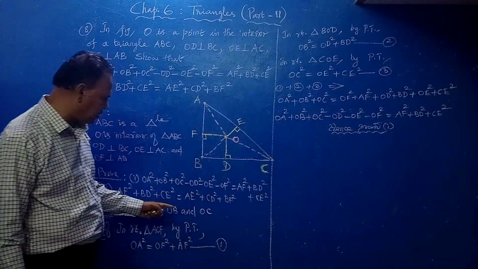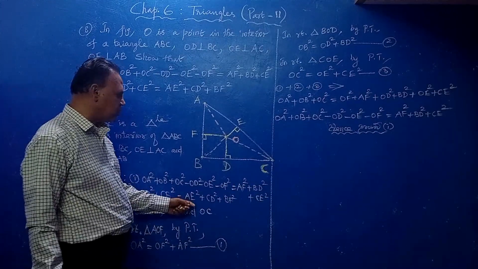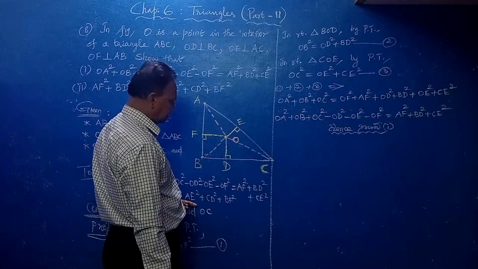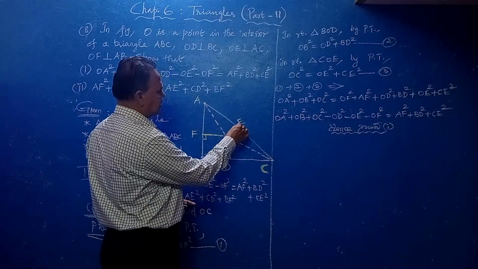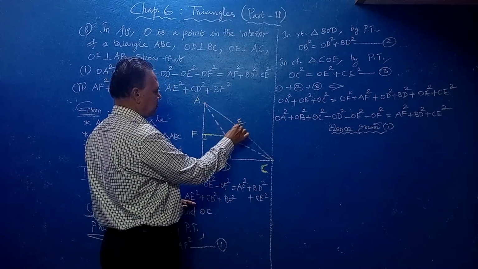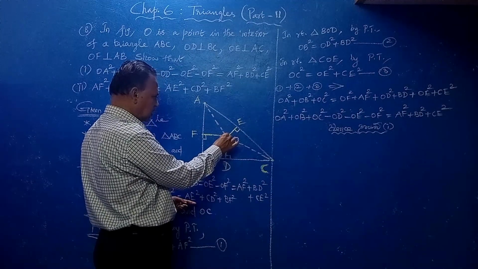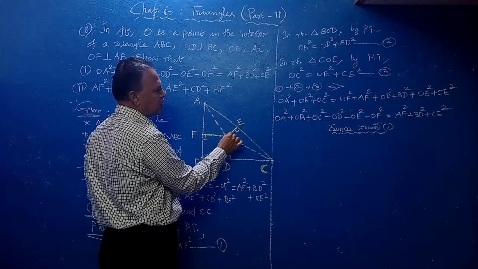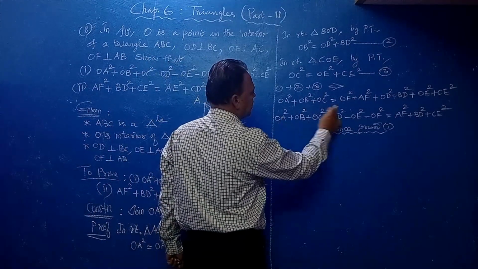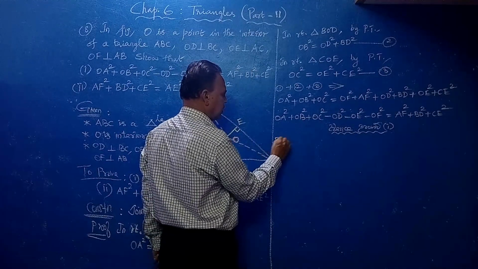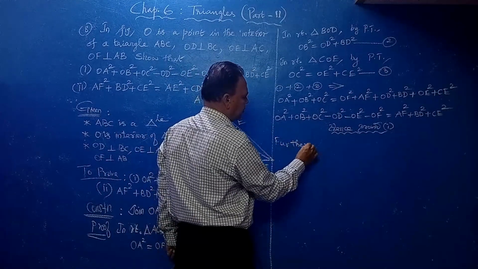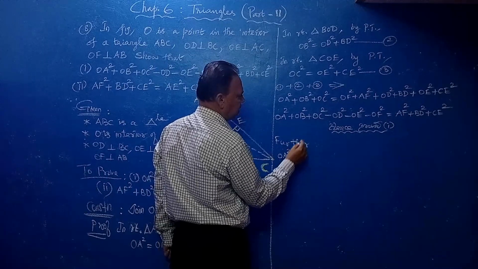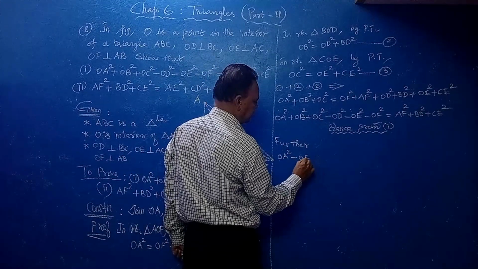You see in this right hand side, AE squared you have to get. AE squared is involved here. So that is nothing but AE squared equal to OA squared minus OE squared. You see, OA squared minus OE squared. Group it further.